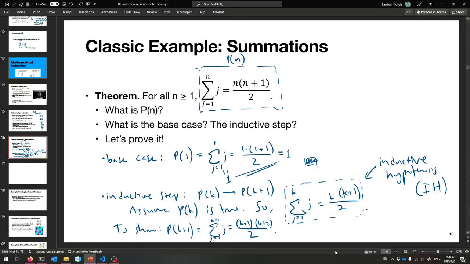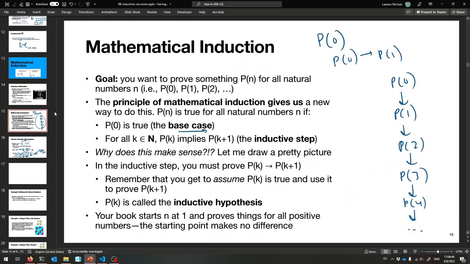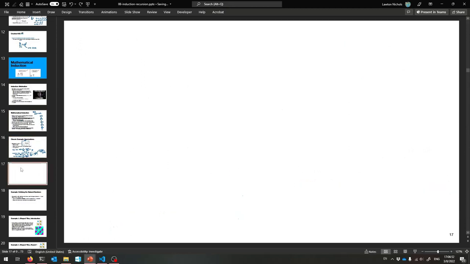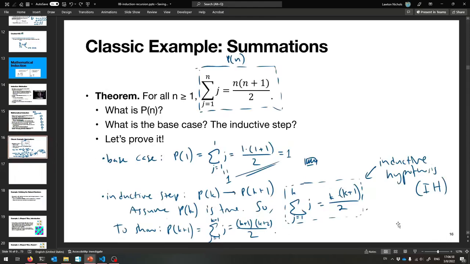And then we will have proven it for every possible n because of mathematical induction. It lets us chain together all those operations and make the proof hold for every possible element. Okay? So let's keep going. Let's rewrite our inductive hypothesis. That is our IH.